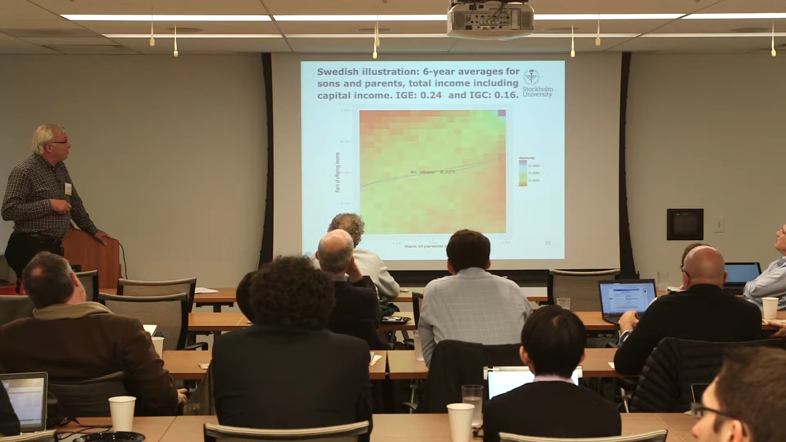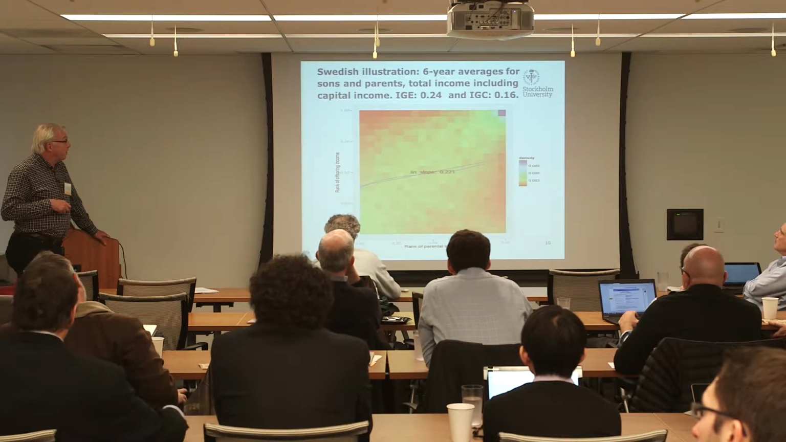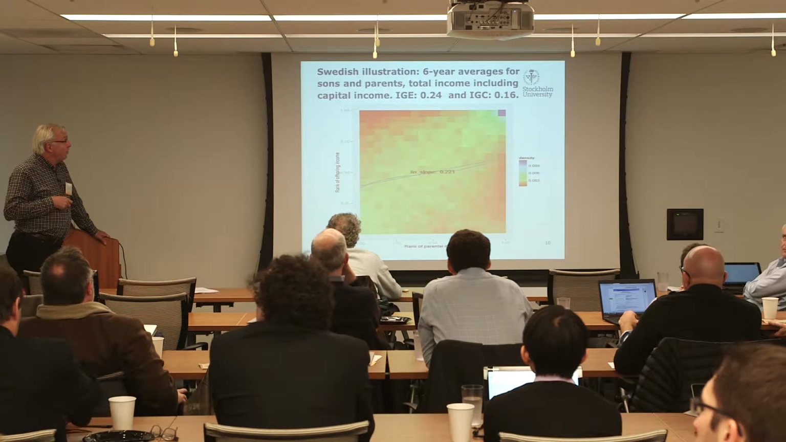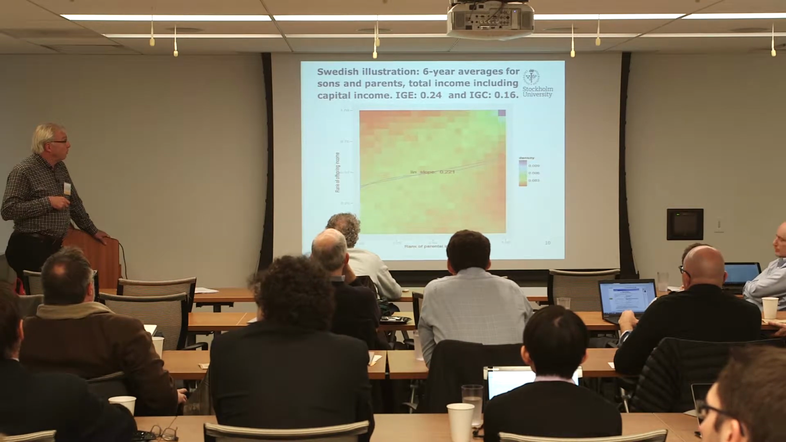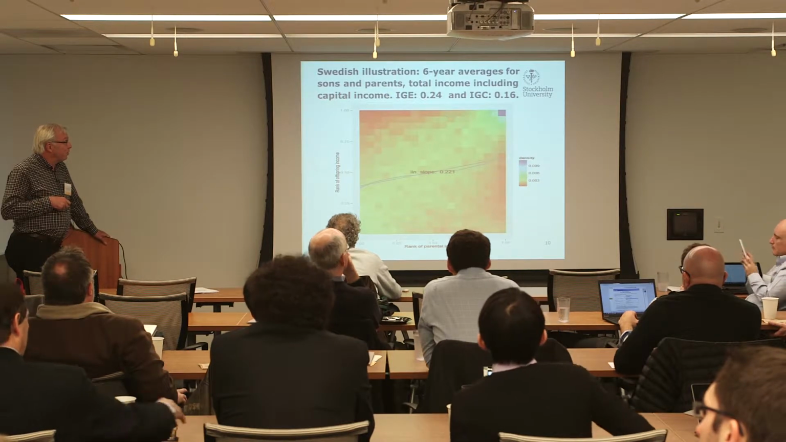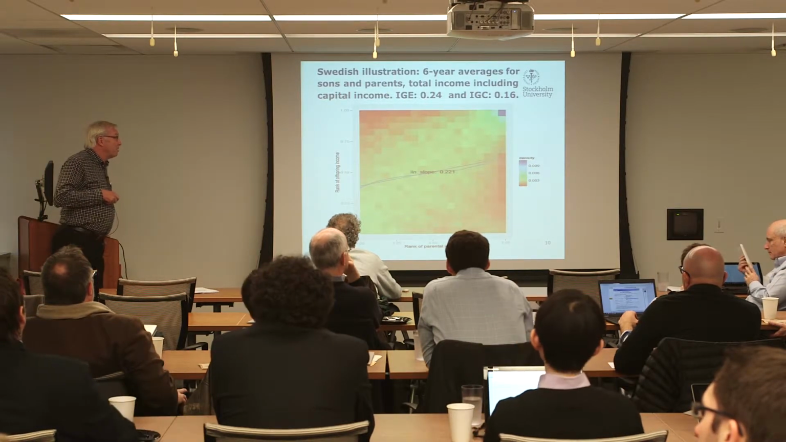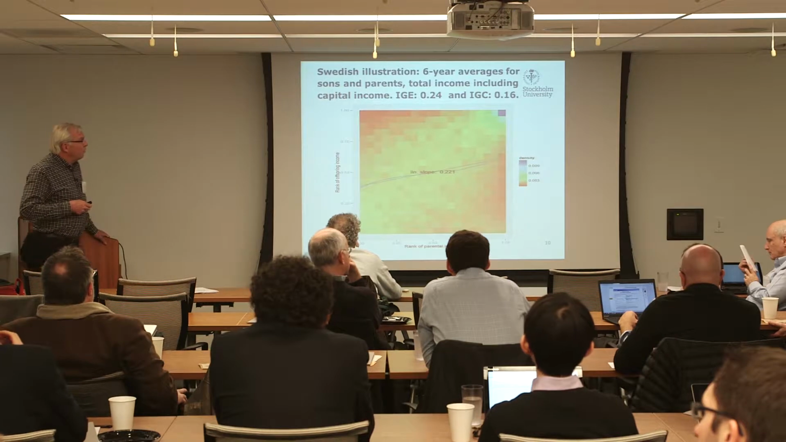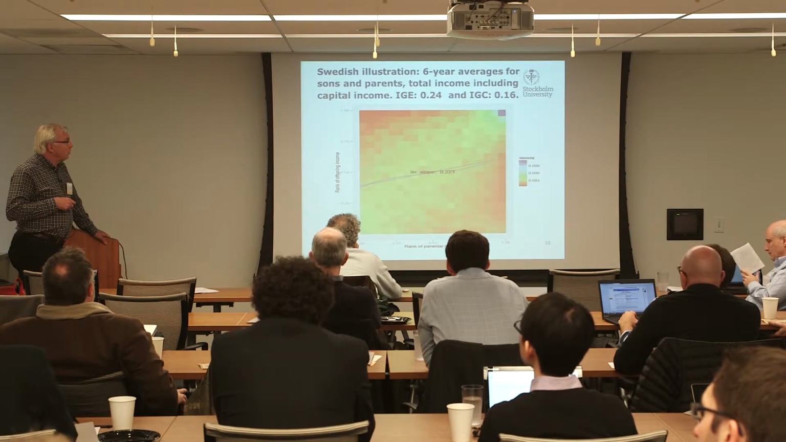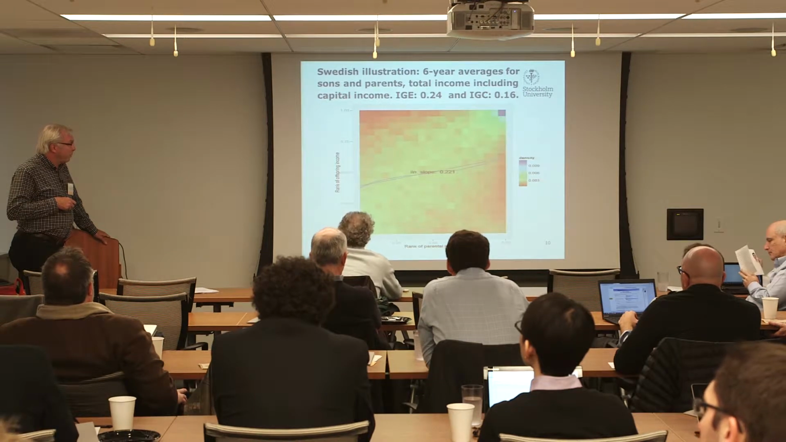Here we have used 6-year averages for sons and parents. It's parental income, and here total income includes capital income. And for this data set, we get an elasticity of 0.24, correlation 0.16, a little bit lower than we had expected, but it's not too far from what you generally get for Sweden.